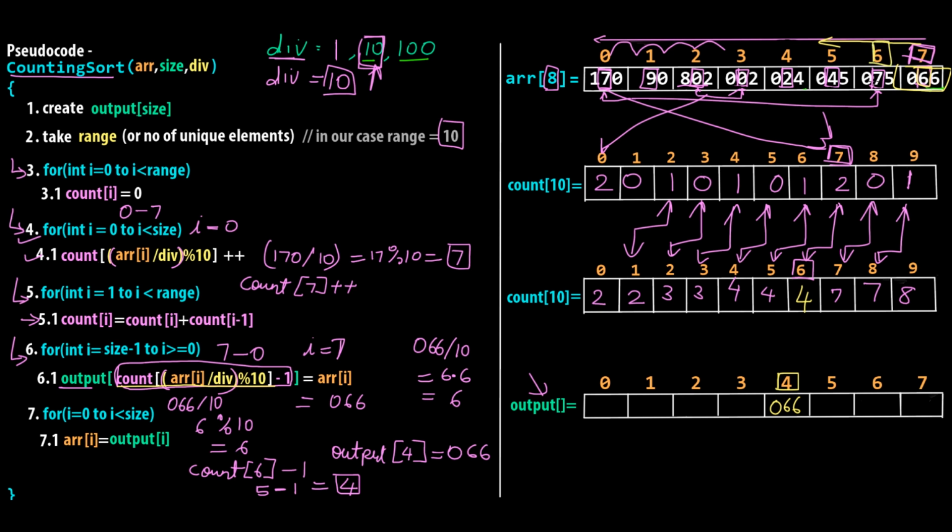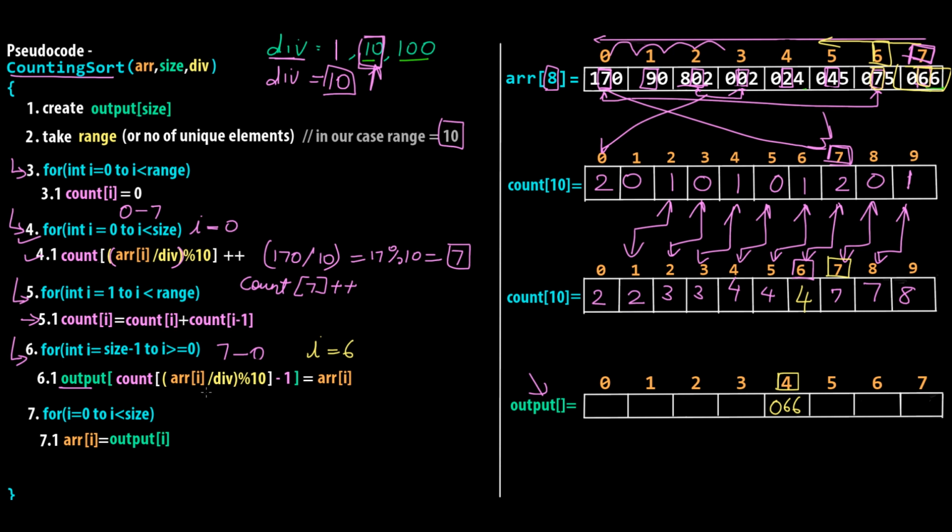Now if you move back, we are going in the backward direction from 7 to 0. So for this element, we are going to get the 7th index position in the cumulative count array. So when i becomes 6, let me write it over here. When i becomes 6, the expression goes as follows. What is ARR of 6? ARR of 6 is 075, that is 75 basically. We are saying 75 divided by 10, which is 7.5, which is going to be 7. Then we have mod 10. So ultimately we are going to get 7 only. So this is count of 7.